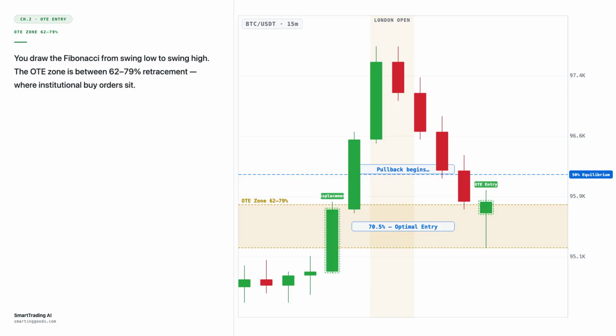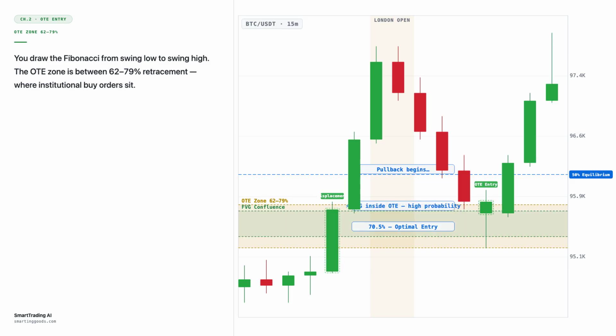Not at round numbers, not at obvious support. Right there in that zone. But here is what makes it high probability: confluence. In this example, we have a fair value gap sitting right inside the OTE zone. Smart money left that gap on the way up, and now they come back to fill it. When the Fibonacci zone and a FVG overlap, that is your signal.